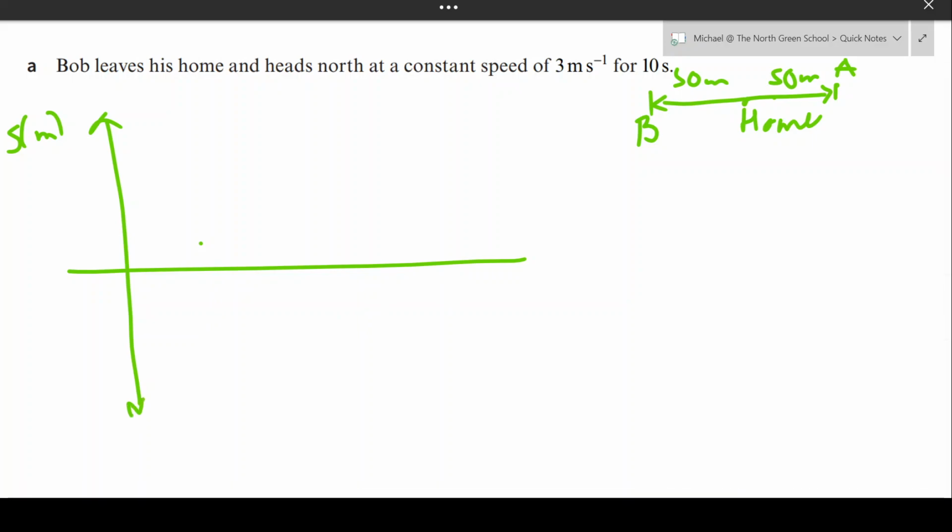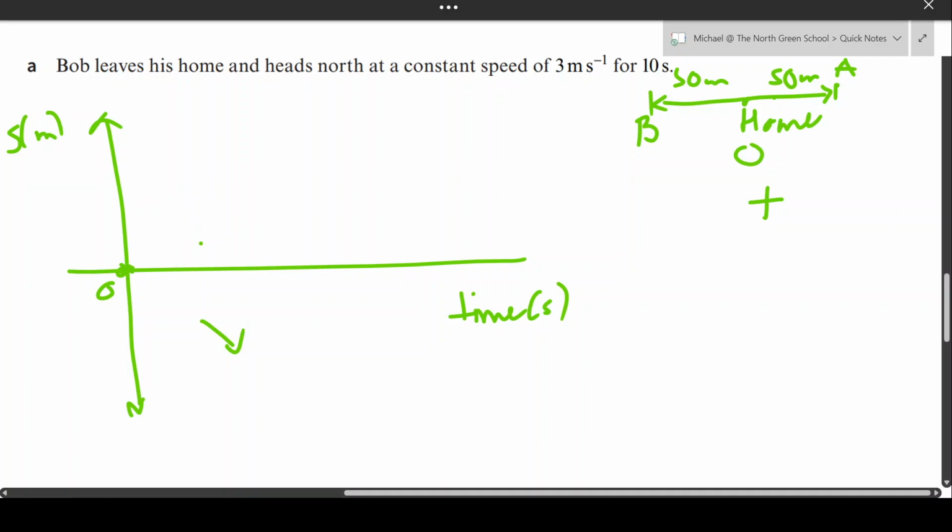Now for this question, we have Bob leaves his home and heads north at a constant speed of 3 meters per second for 10 seconds. So now we have our graph properly drawn, and let's see what we need to do next. We're going to label that 0, like that. There we go. We could take the north as the positive direction. So if he's going north, he should be this side, and if he's going south, he should be going in that direction. And maybe we can take home as the 0 point. So if he's starting out at home at time 0 at the start point, he should be right there, just resting at home. So we can start drawing this.